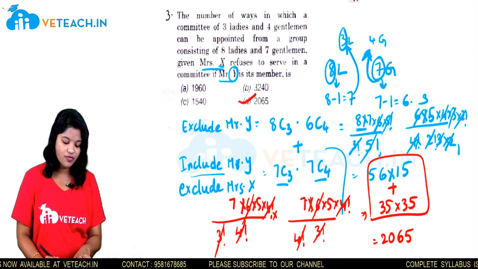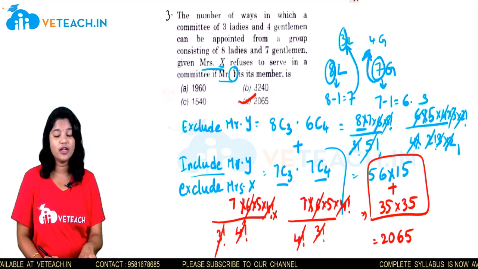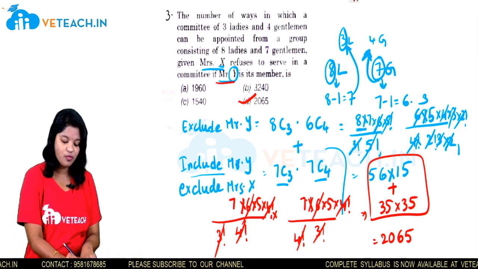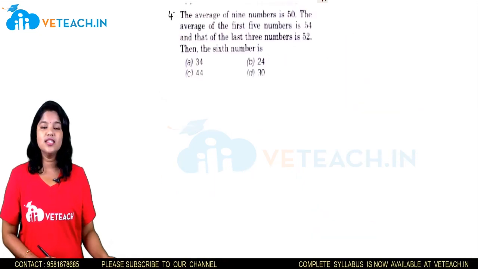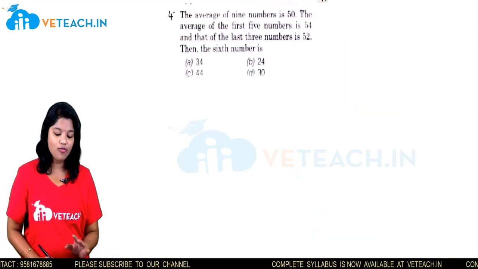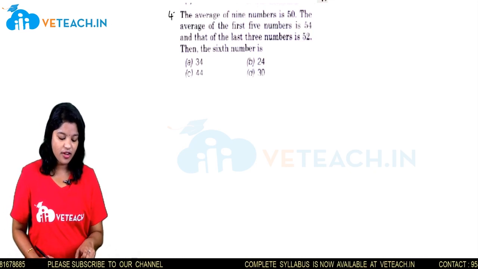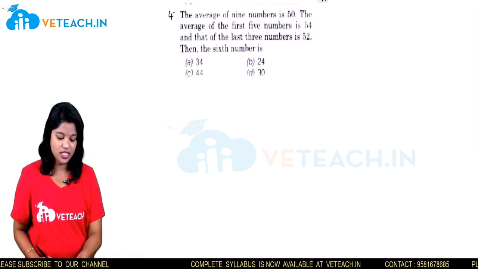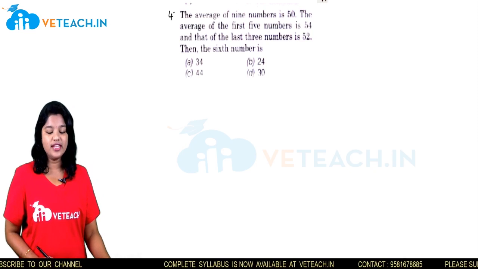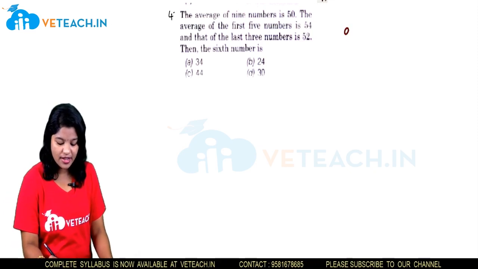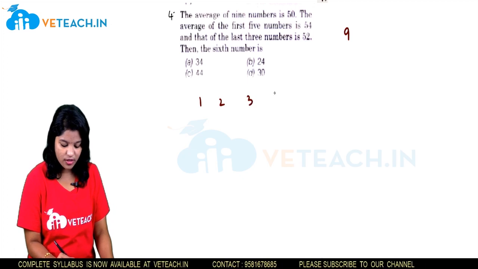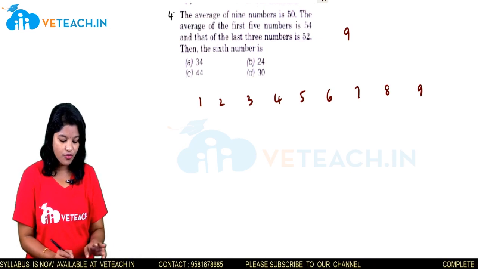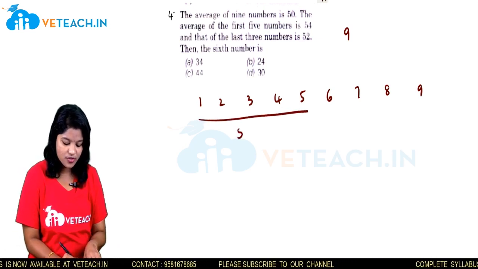That means in 2065 ways we can select 3 ladies and 4 gentlemen such that Mrs. X refuses to serve in a committee if Mr. Y is its member. See the next question. The average of 9 numbers is 50. The average of first 5 numbers is 54 and that of the last 3 numbers is 52. Then the 6th number is. So total we are having 9 numbers: 1, 2, 3, 4, 5, 6, 7, 8, 9. So out of them the average of first 5 numbers is 54.